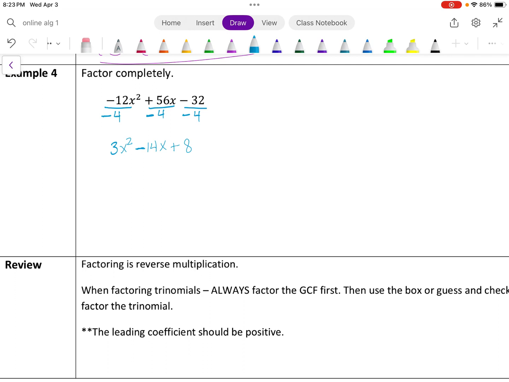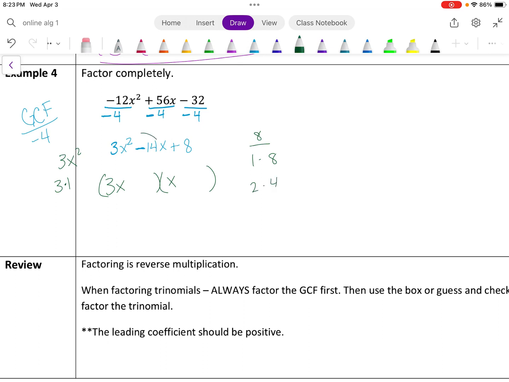Well, 2 goes into 14 and 8, but it doesn't go into 3. So I know I found my greatest common factor. I factored out everything I possibly could. So I'm going to write that off to the side so I don't forget about it. And now we are ready for our guessing and checking. All right, the only way to multiply to get a 3x squared is if we do a 3 times 1. So one of these will be 3x, the other will be 1x. Okay, multiplying to be a positive 8. Well, we could do 1 times 8 or 2 times 4.